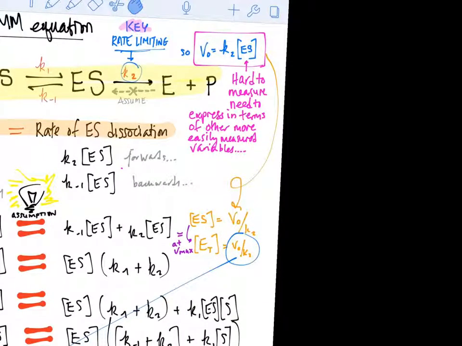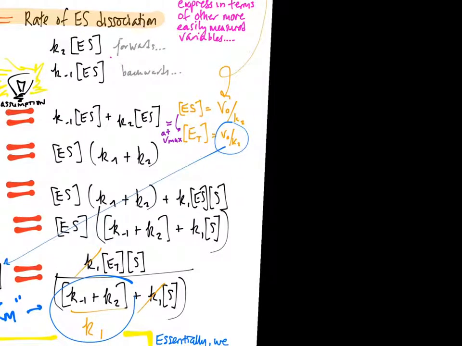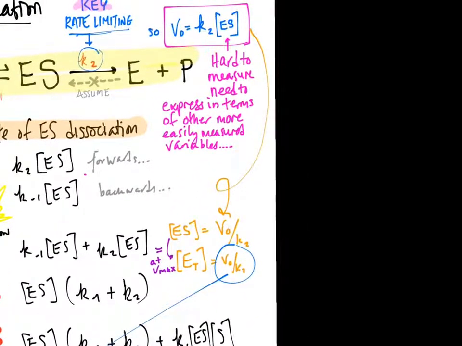But as I said earlier, it's hard to measure ES. So you need to express it in terms of other more easily measured variables. So that's what this loop right here is. Now, check this out. There's a really cool assumption right here that you have to understand. Now, this ES, right? If you isolate it, you end up with this equation.